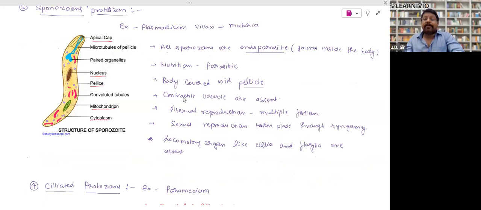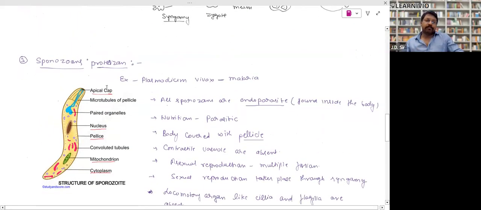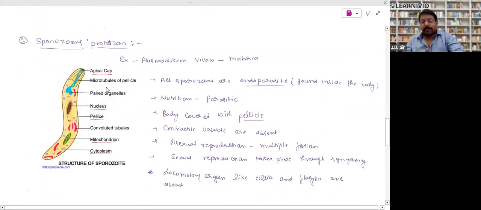Asexual reproduction is by multiple fission, they pack themselves inside a membrane, then they divide, and then when multiple spores are formed, they rupture and they make a number of organisms. Sexual reproduction takes place through syngamy in some forms, right? Syngamy, that is fusion of two cells, right? Locomotion, locomotory organs like flagella and cilia are not found in their body. So that is the property of sporozoan protozoa or Plasmodium.